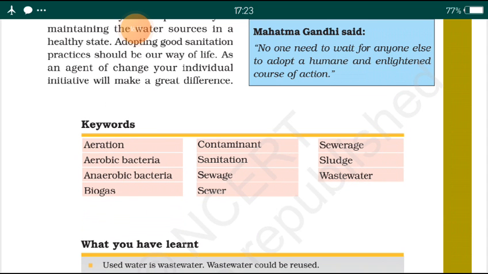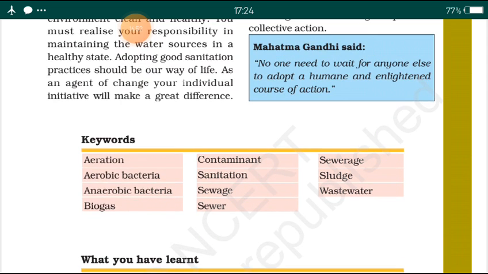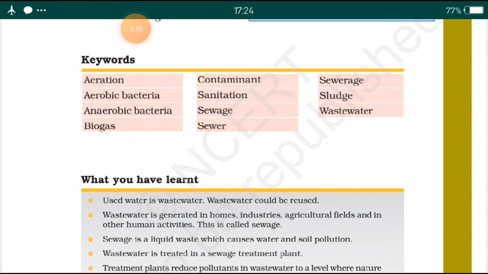Here are the keywords: aeration, aerobic bacteria, anaerobic bacteria, biogas, contaminant, sanitation, sewage, sewer, sewerage, sludge, and wastewater. These are the keywords of this chapter.